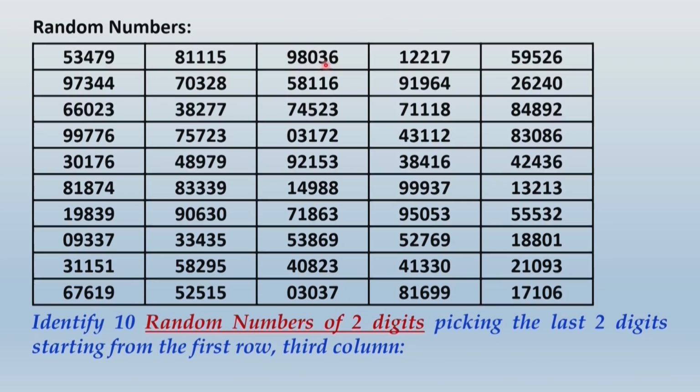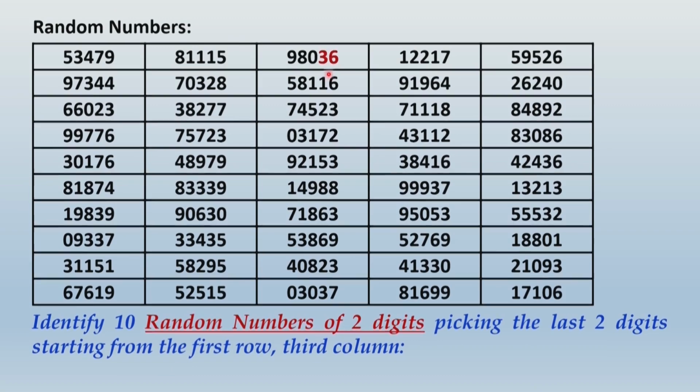Now from here, we may go horizontally forward or we may go vertically. When there is no instruction, you can go either way you want. There is no hard and fast rule. But I would prefer going vertically. So we are picking the first row, third column, and we are picking the last 2 digits. So identify what are the last 2 digits in this number. What I get is 36, correct? So I have identified 36.